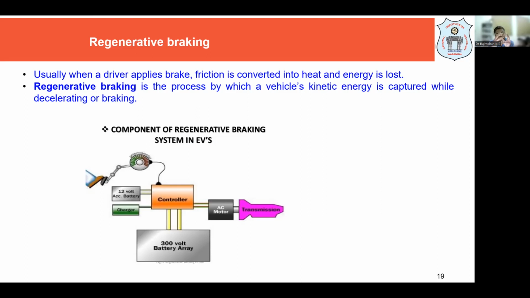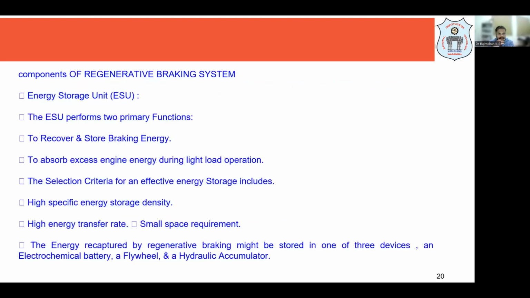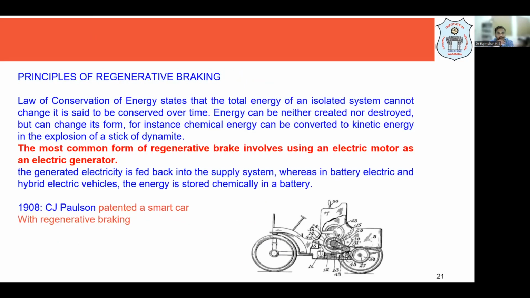But what if somebody thought: what if I can convert that energy, instead of heat, into something else, which can be recovered when I want to use it again? That is where regenerative braking came into the picture. Regenerative braking is a process by which a vehicle's kinetic energy is captured while decelerating or braking. We know the law of conservation: energy can neither be created nor destroyed, so it can be converted to another form. That is what is used in regenerative braking.